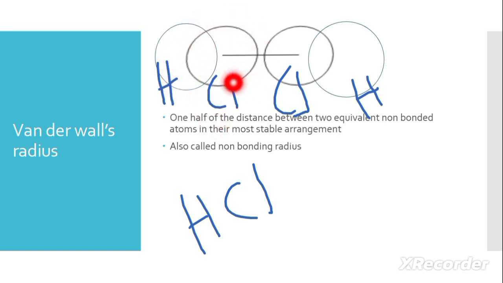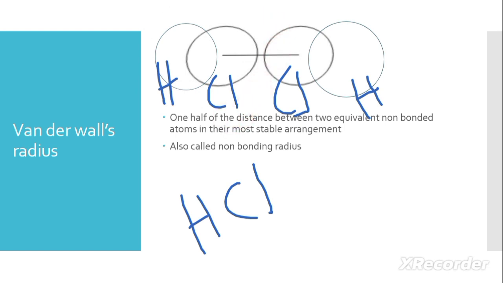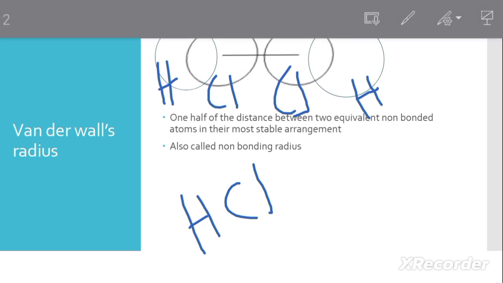Most stable arrangement. Right? So the distance between two like atoms is taken in their most stable arrangement, but these two like atoms are not bonded to each other. They are in their stable arrangement, but these two atoms are not bonded to each other. So this is known as non-bonding radius.